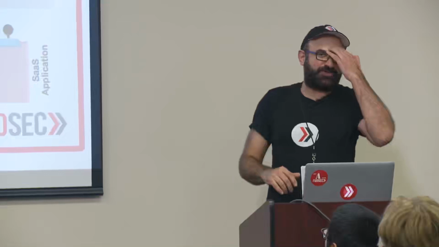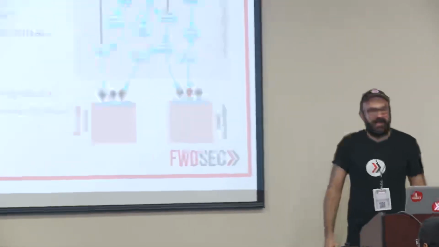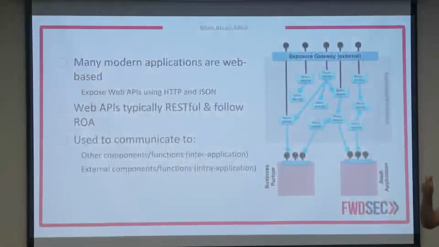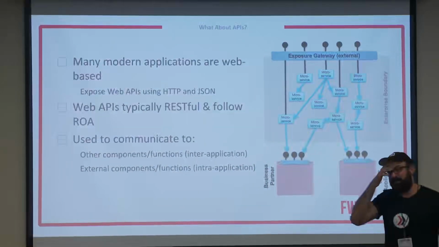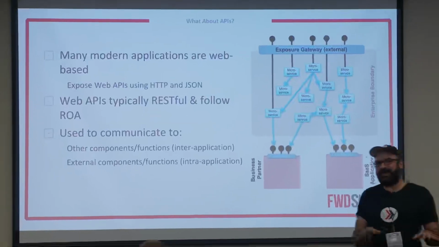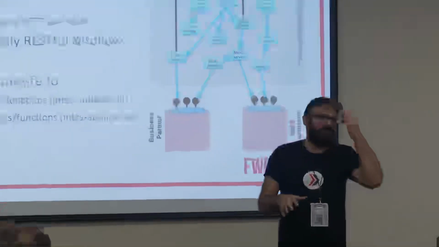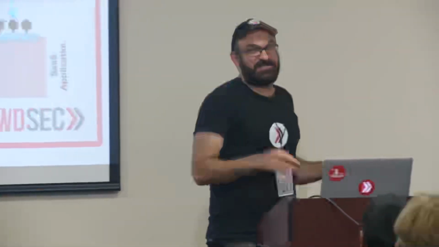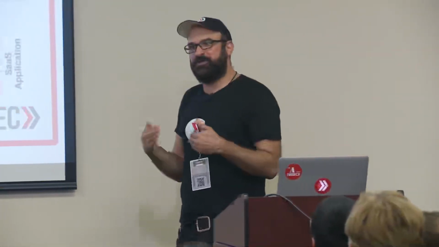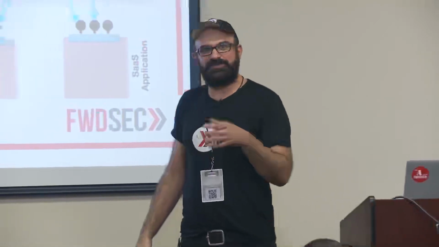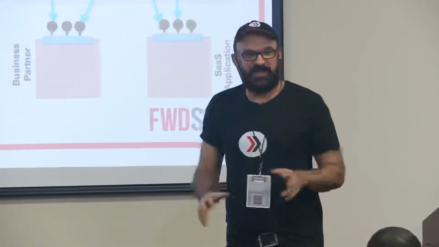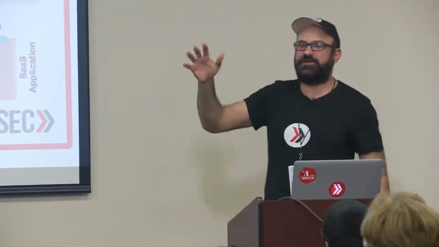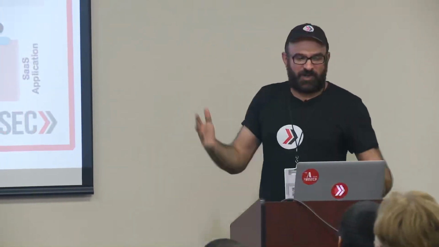Many modern applications are web-based in 2019, and they expose web APIs using HTTP and JSON, typically RESTful. But again, 90% of clients that we work with, when I ask, are you using a REST API? They're like, yeah, kind of. And what they mean is they're not fully REST compliant. They are using HTTP and JSON, but the rest of it is sort of up in the air. To be fully RESTful, you have to support put, post, get, and all those kinds of things. The verbs have to be HTTP compliant. But these companies often come up with their own verbs and nouns and all that kind of stuff.